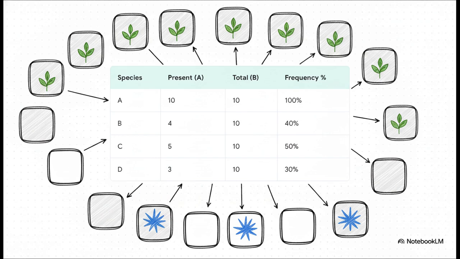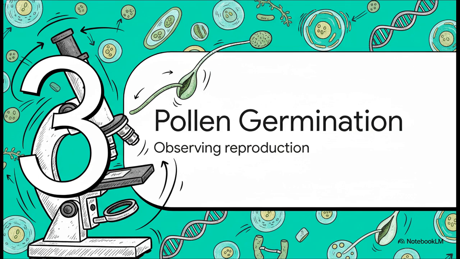It shows us how successfully a species has managed to geographically colonize its environment. All right, time to shift gears. We're leaving the vast fields behind, heading indoors, and zooming way in under the compound microscope, observing pollen germination.